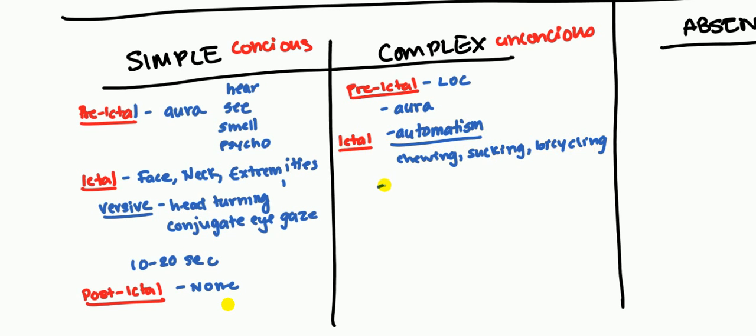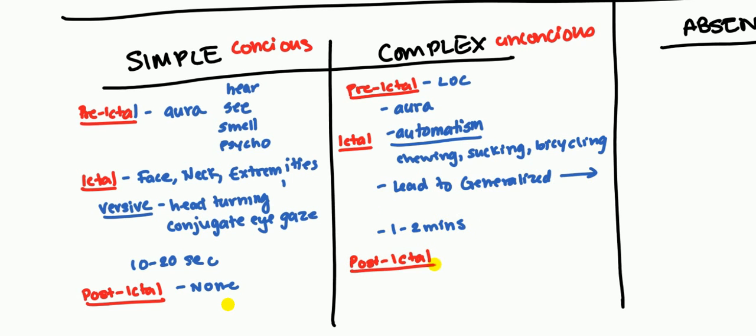Oftentimes, the complex partial seizures can lead to generalized seizures. So you can move on from this, and what happens is the other parts of the brain start getting involved, and then the whole brain gets involved, and suddenly the patient is in a generalized seizure. The length is going to be much longer than simple. It lasts 1 to 2 minutes, and post-ictally, they might have the automatism still remain for a while. That does take some time to clear up. So automatism is found post-ictally.